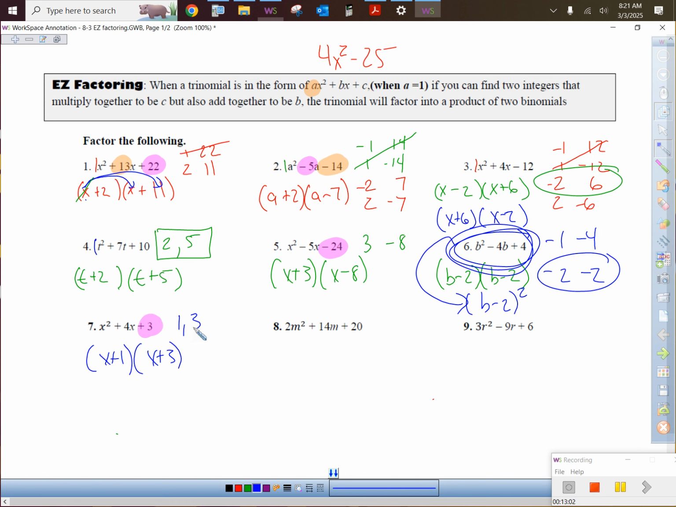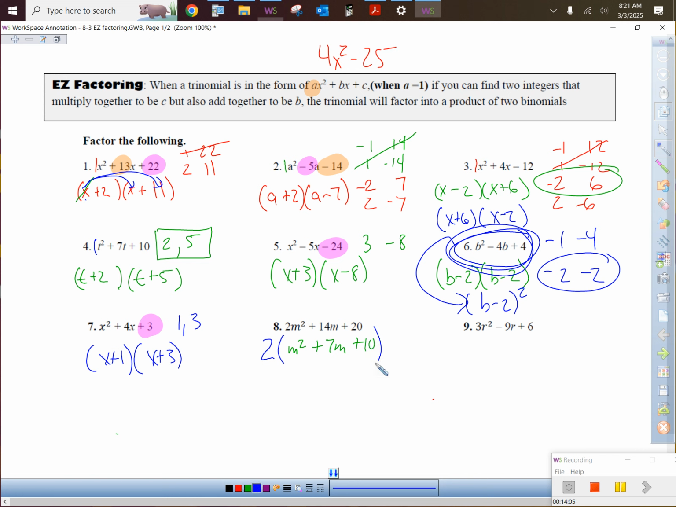First thing on there, GCF. Discuss with a neighbor. Is there a GCF you could take out? What do you think? 2. Let's factor it out. So the 2 does not disappear. Can't take an m out because m is not in the third term, right? But I can definitely take a 2 out. What would this first guy turn out to be? M squared. Yes. Plus 7m. Nice. Plus 10. Cool. We took a GCF out.